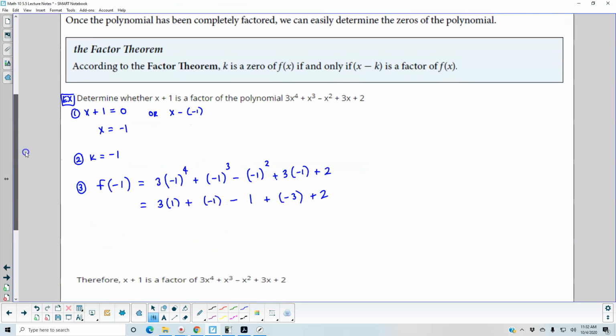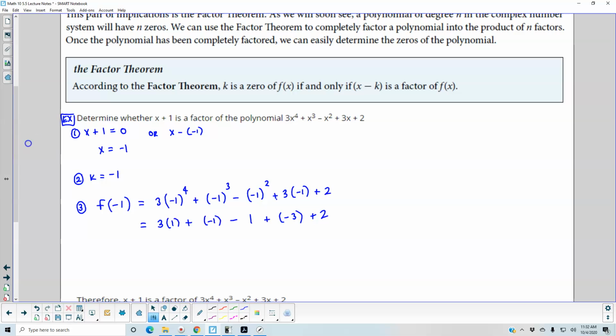So now let's go ahead and simplify a little further. So 3 times 1 is 3. This is minus 1, minus 1, minus 3, plus 2. So if we have 3 minus 1, that gives us 2. 2 minus 1 is 1. 1 minus 3 is negative 2. Negative 2 plus 2 is going to give us 0.